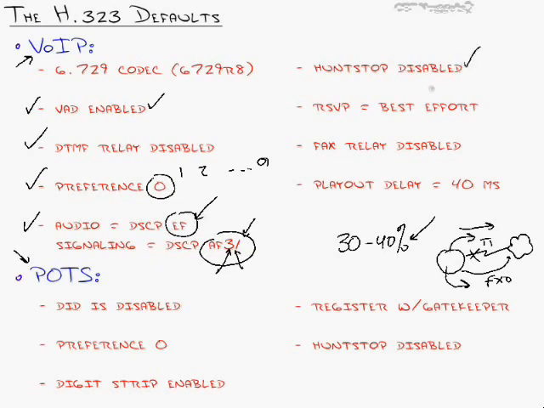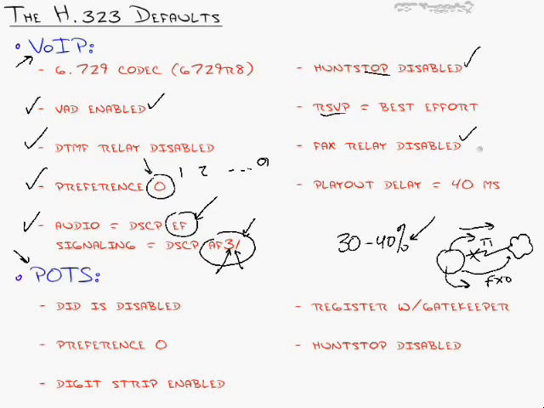Hunt stop disabled, which means it will keep hunting through dial peers if the first one can't get it there. That goes also with this preference. If the first one can't get you there, keep hunting. Hunt stop means stop hunting, so it's disabled, it'll keep hunting. RSVP is best effort, and this is another type of quality of service that says I want to reserve bandwidth on the WAN link. It's not going to do it by default. It's just going to say, hey, I want some best effort traffic. Fax relay is disabled. More on that later.